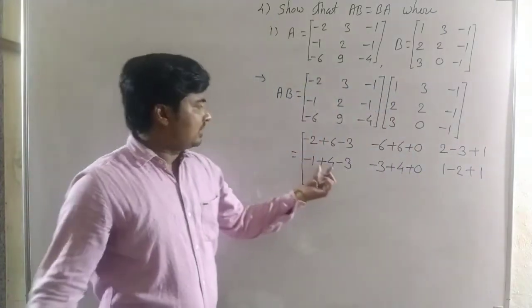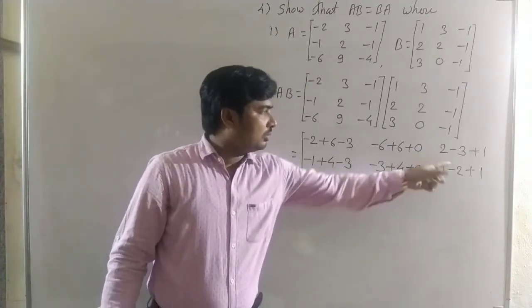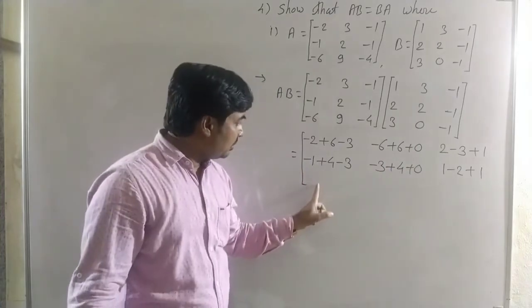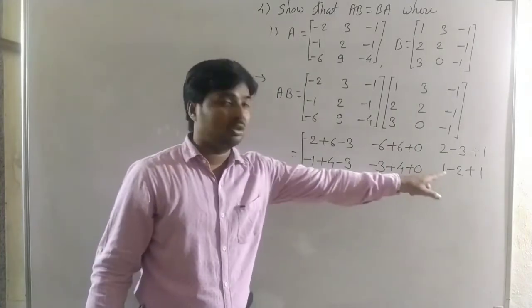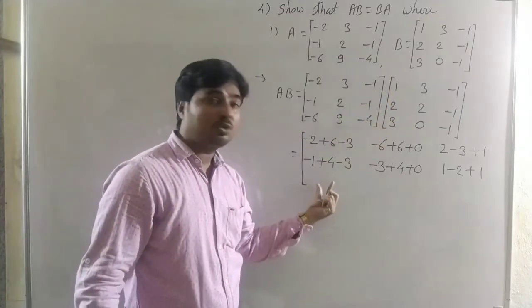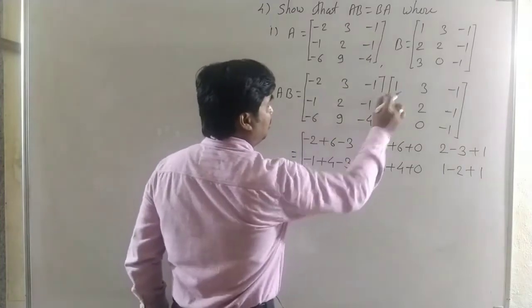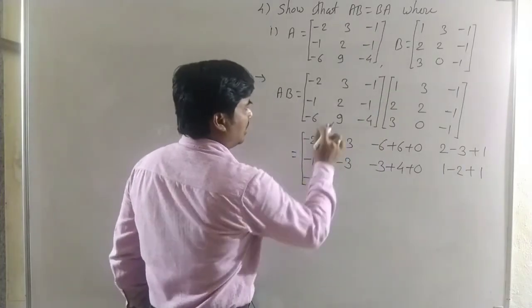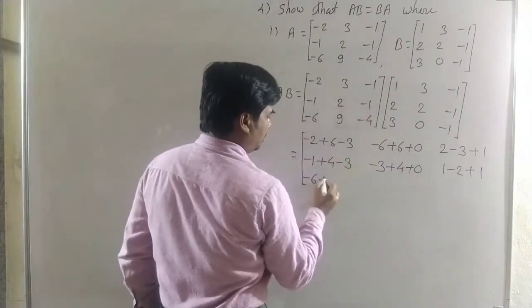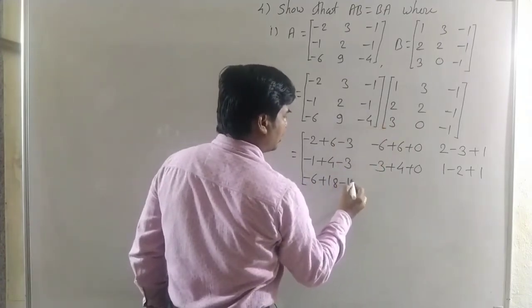Okay, here it is the second row second column, second row first column, second row second column, and it is the second row third column. Now third row first column, third row second column, and third row third column. It is the third row and first column, so it is the third row first column element in the product AB. Minus 6 into 1, it is minus 6. 9 into 2, it is plus 18, and minus 4 into 3, it is minus 12.